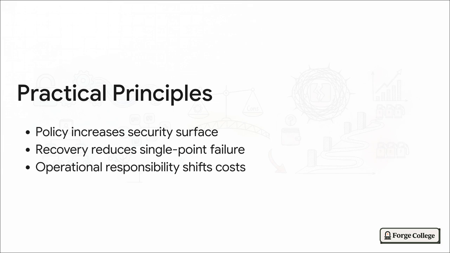Number 2, recovery patterns are great because they reduce the risk of a single point of failure, but they introduce new governance and trust decisions. You absolutely must design those flows with explicit threat models in mind. And number 3, operational responsibility. Things like running relayers or maintaining module registries, well, that shifts costs and liabilities away from the user and directly onto the product teams. You have to make those commercial choices extremely explicit early on in your design process.